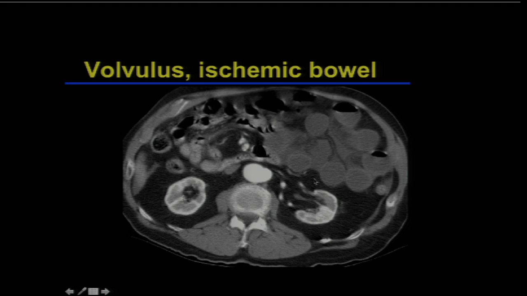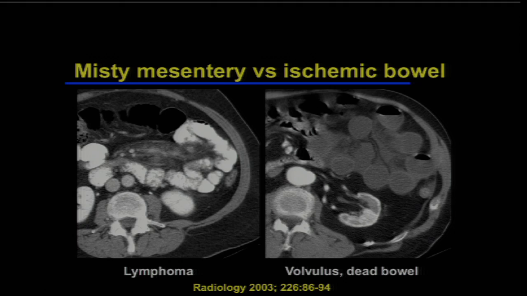This was proven at surgery to be a twisting of the bowel around the mesentery causing ischemia. So the balloons on a string sign, but really it's the mesenteric fluid, fat stranding, and non-enhancement of the bowel wall that allowed us to make this diagnosis without the finding of pneumatosis intestinalis.